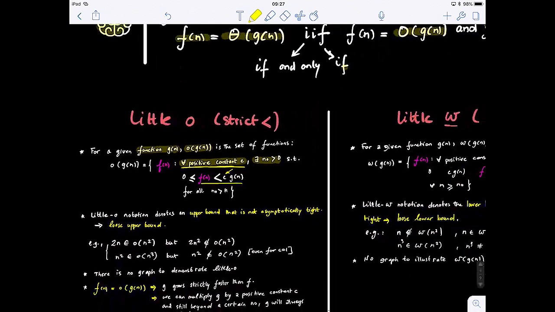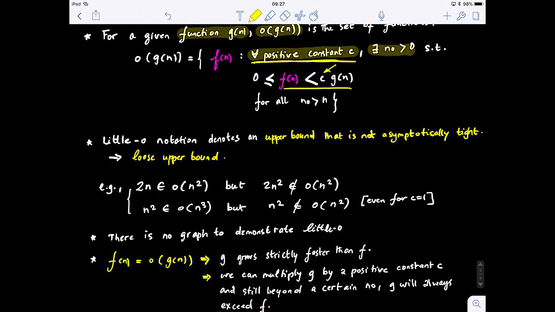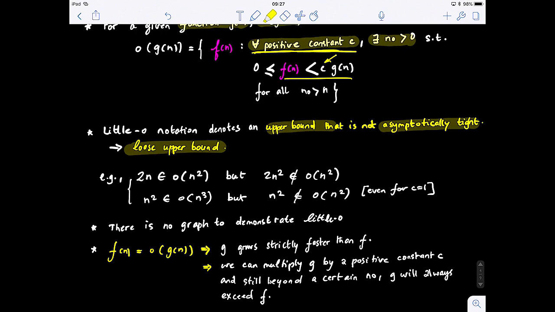So now let's look at these two examples. Little o notation denotes an upper bound that is not asymptotically tight. So we call it the loose upper bound. And let's look at these examples. For example, 2n belongs to little o of n squared. Why is that? Because you can put any constant and you'll always have 2n strictly smaller than n squared, okay? But 2 times n squared does not belong to little o of n.